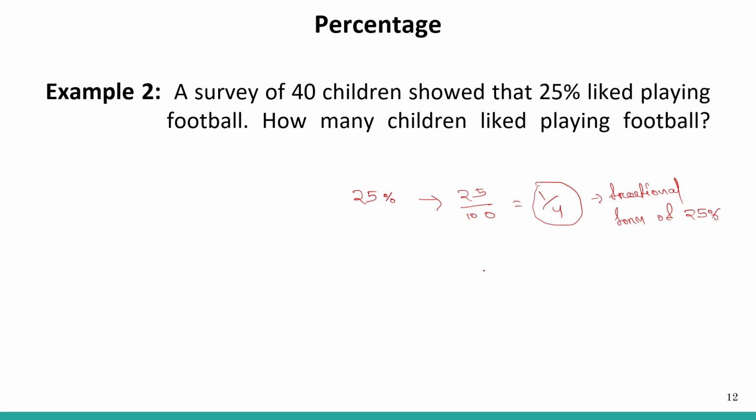So this is 1 by 4 into what? 40. So this will be equal to 10. So 10 is the answer. So 1 by 4th of 40 is equal to 10. So 10 children like playing football. Okay, so let's see the solution.